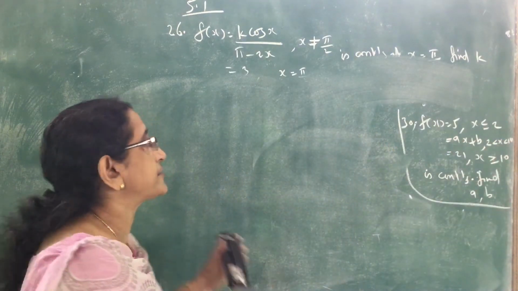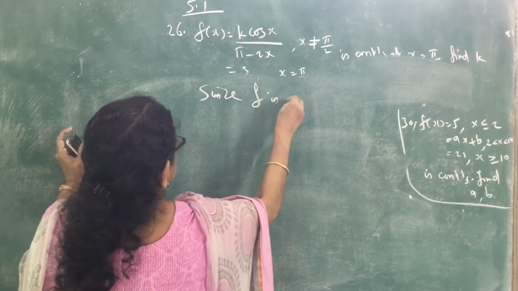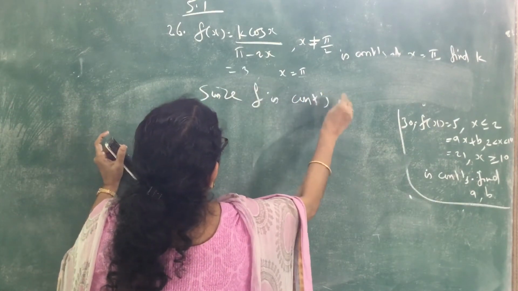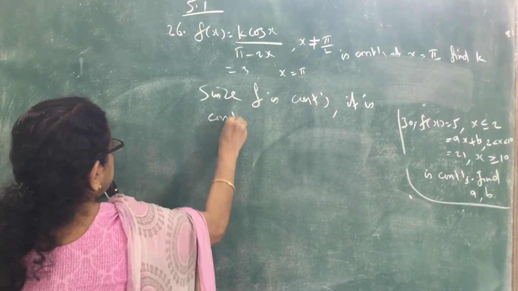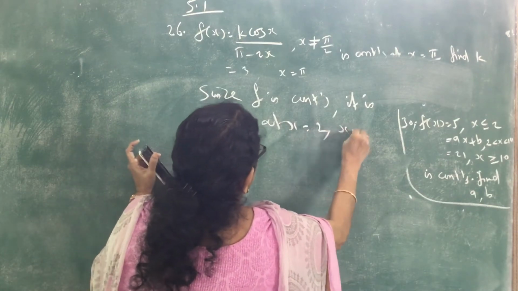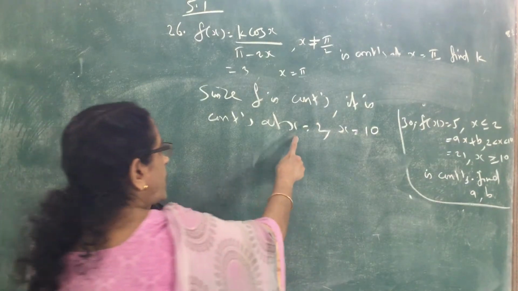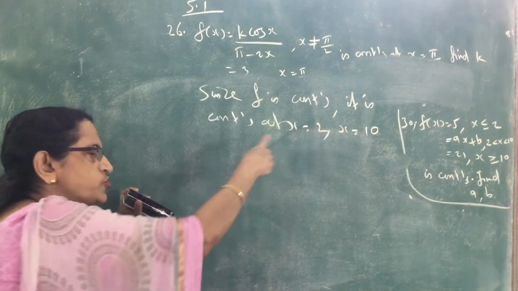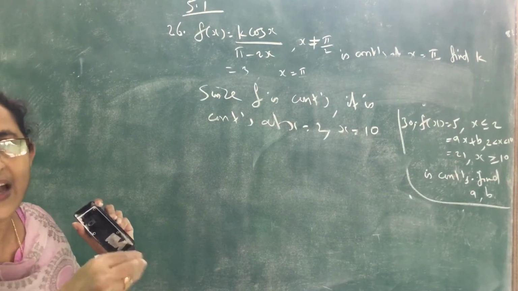We are using that. Since the function is continuous, it is continuous at x equal to 2 and x equal to 10. So we are using the continuity at x equal to 2 and x equal to 10. At these two points we can take left limit equal to right limit equal to value of the function.